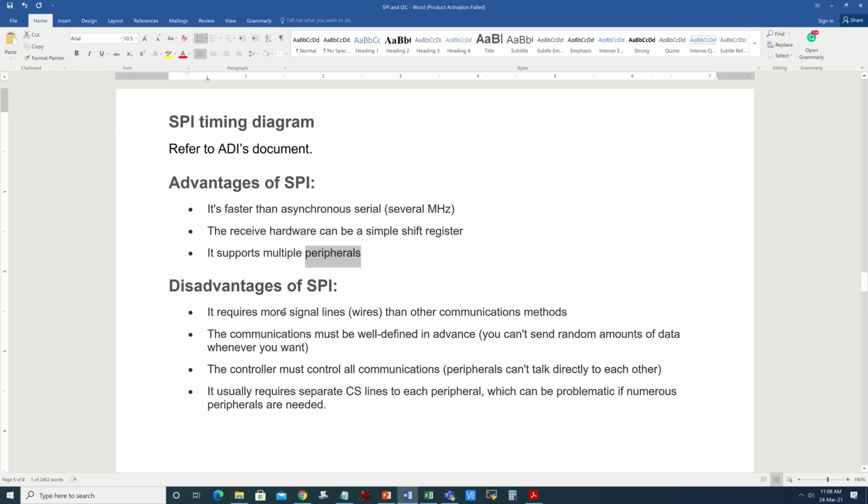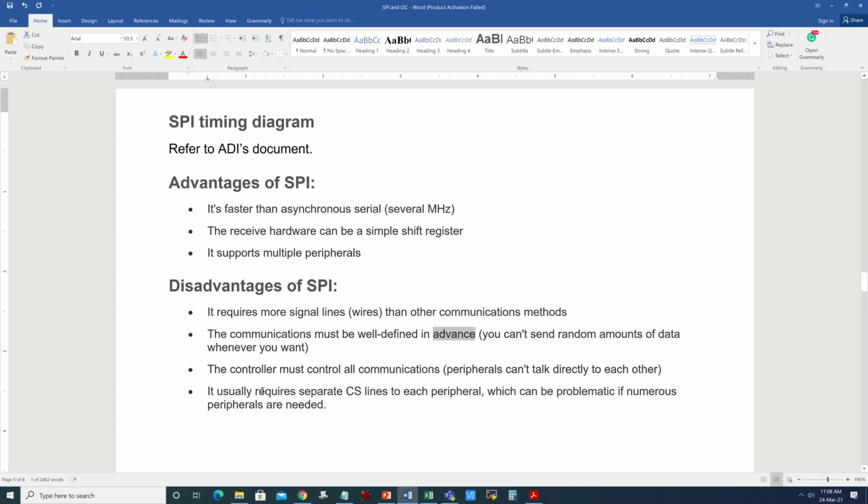Now the disadvantages. It requires more signal lines, so a larger number of wires as compared to UART. Then communication must be well defined in advance. That means you have to determine the hardware architecture first. You cannot just plug and play with any peripheral on the fly. And the controller must control all the communication, so peripherals can't talk directly to each other. That means there is no peer-to-peer communication as such. The peripherals cannot discuss among themselves.